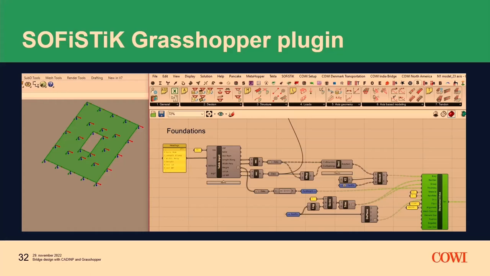The Grasshopper SOFiSTiK plugin, I won't dive too deep into this, but it's basically a toolbox that allows you to convert geometry into Teddy code. So the green box that I've selected here basically says create Teddy code from surface. And if you're familiar with Grasshopper, there's a lot of different ways to create that surface. Here I've created some foundation slabs based on some rectangles and a tabular input.